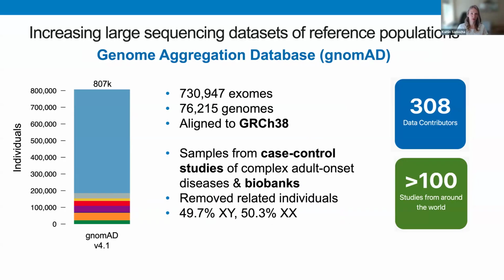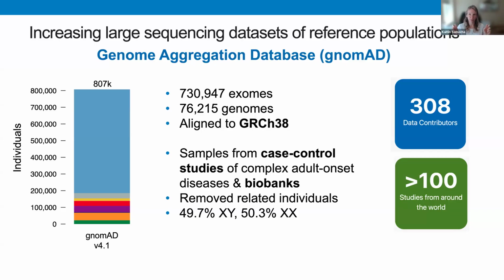This is 731,000 exomes and about 76,000 genomes that were all natively aligned to GRCh38. The vast majority of these samples are coming from case control studies of complex adult onset diseases, as well as from biobanks. So we have over 100 studies around the world, over 300 data contributors. We do remove related individuals, and we try to remove projects where the child, for example, was selected for a severe pediatric disease, but these are not perfectly healthy individuals.